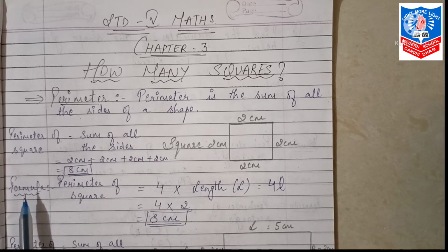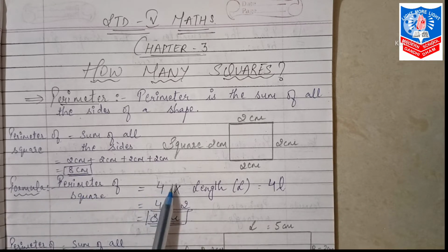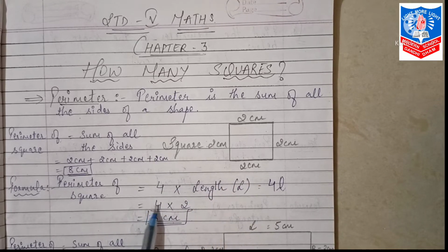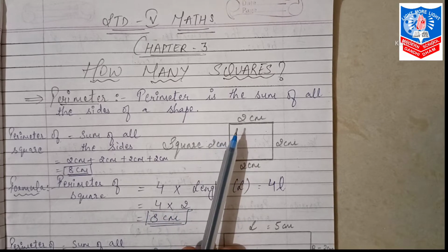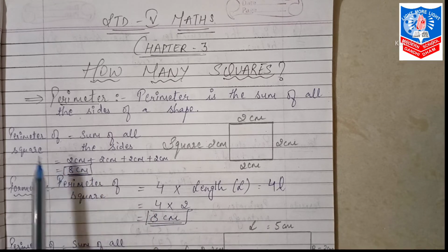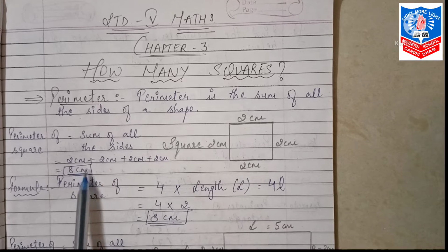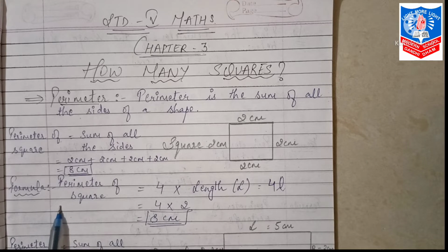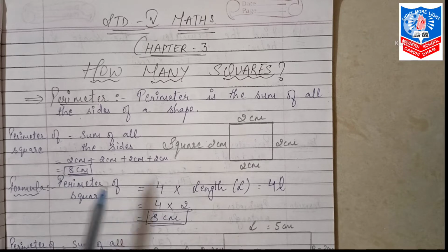Now we are going to apply a formula. Our formula is perimeter of square is equal to 4 into L, that means length. Next, 4 into our length, which is 2 centimeter. So 4 into 2 is equal to 8 centimeter, which is our answer. Now children, you can check your answer. In both methods of finding the perimeter of the square, you have got 8 centimeter. Without applying the formula and with applying the formula, you are getting the same answer. That means your sum is correct.